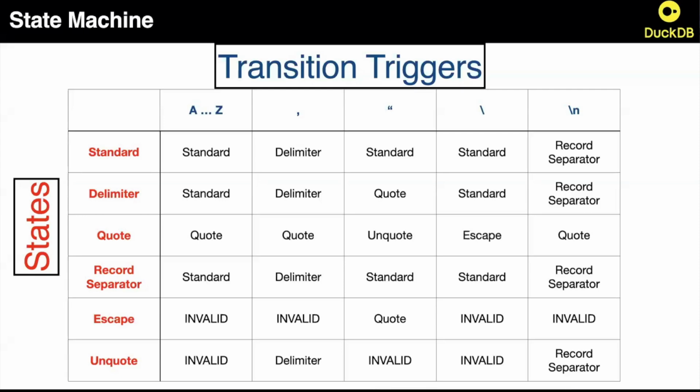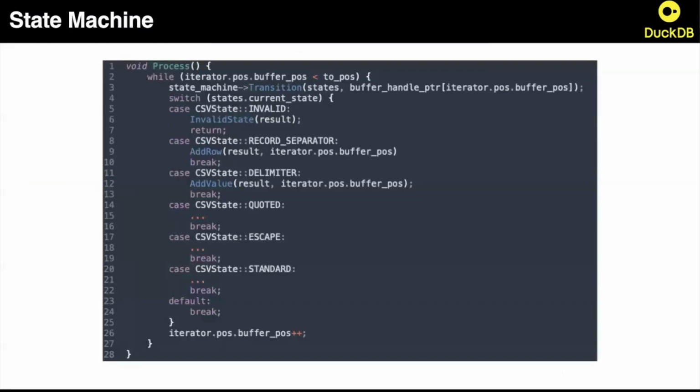This is a bit of a simplification of how the state machine actually is in DuckDB. There are more states there. Of course, here I kind of hard-coded the delimiter, the quotes, and the escape, but these are discovered by the sniffer. So you can generate a bunch of different state machines depending on your configuration. And again, this is more or less how the code looks now.